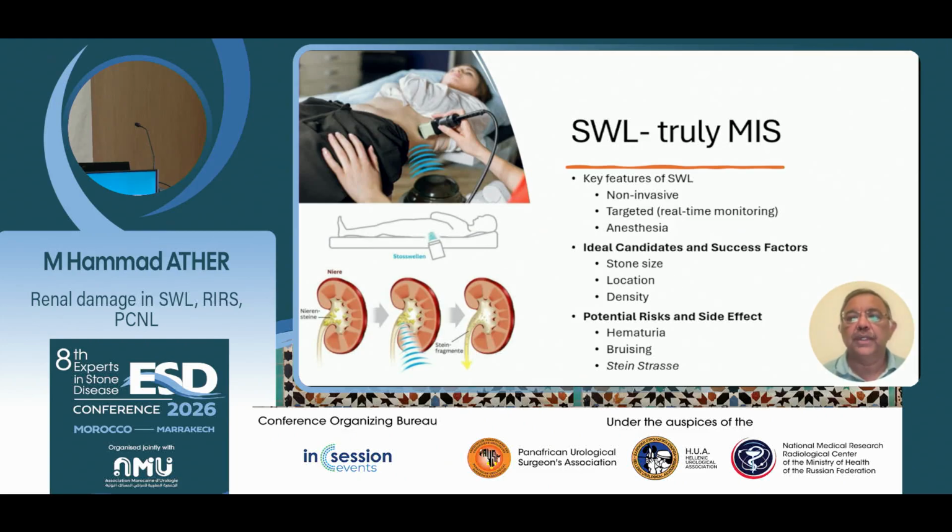However, we have learned over the years to select our patients appropriately. It's non-invasive, it's targeted with real-time monitoring, and very infrequently we need anesthesia. However, it's important that we select our patients appropriately with respect to not only stone size, but also its location and density and various patient-related factors. Lithotripsy is not without complications. Hematuria, skin bruising, and development of Steinstrasse are some of the common complications of lithotripsy.